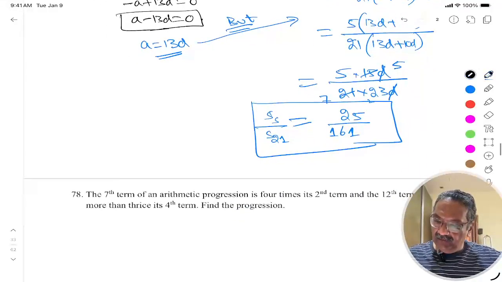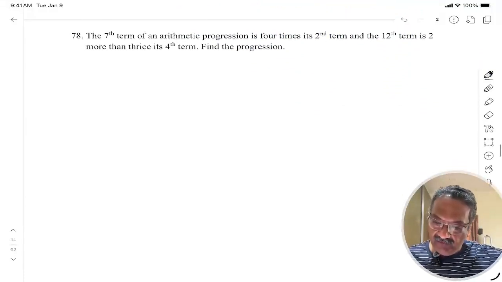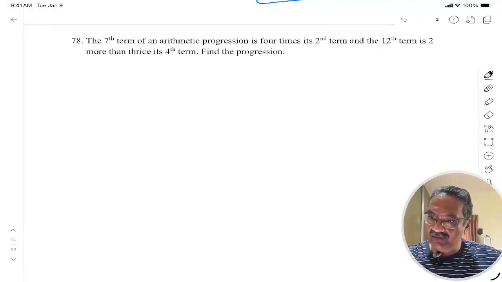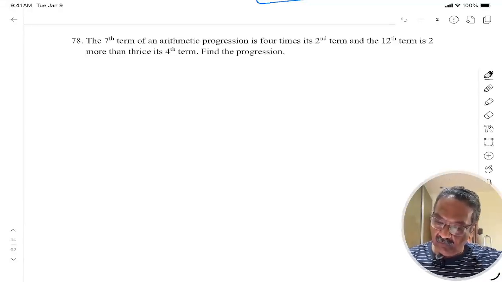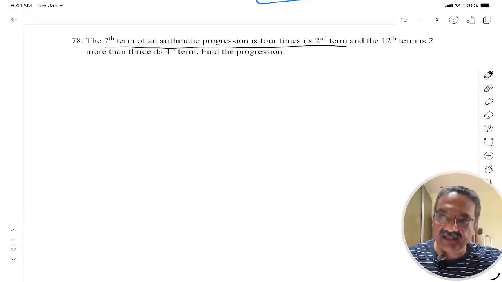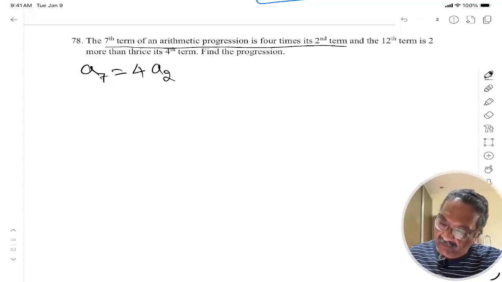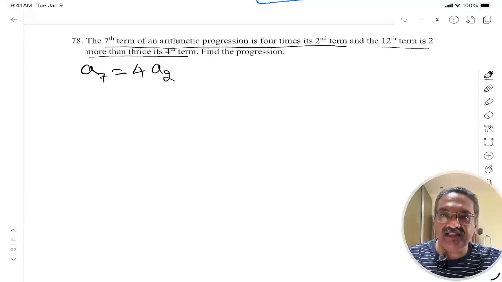Okay, let us come to the next question, which is the 78th. What does the 78th question say? The 7th term of an AP is 4 times its second term. We'll write it off. So A7 is 4 times its second term, so A7 is 4A2. And the 12th term is 2 more than thrice its 4th term.